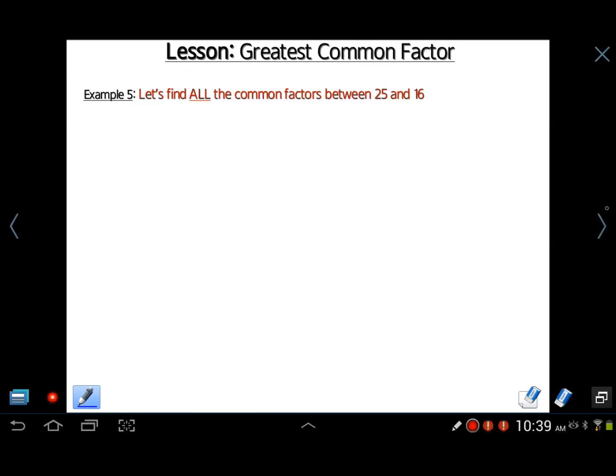All right, let's find all the common factors between 25 and 16. Let's do this the same way. List all the factors of 25. Now, 25 does not have a lot of factors. 1 and itself, and then 5 and 5. So that only has 3 factors. Even though you see 4 numbers listed there, there's really only 3 factors.